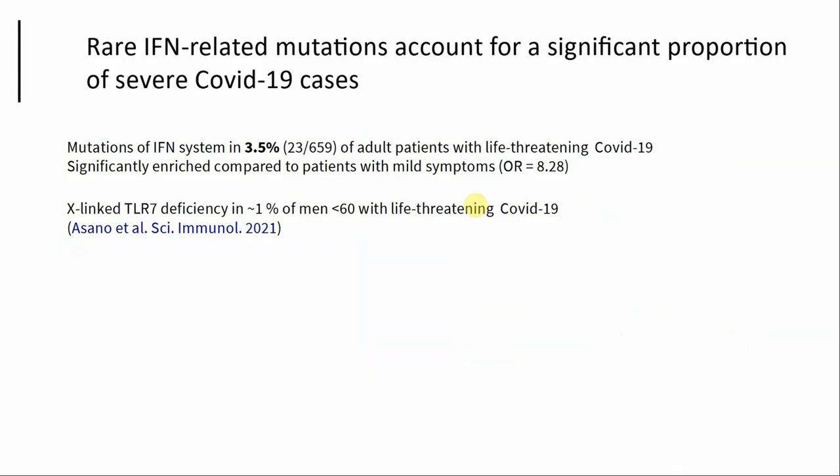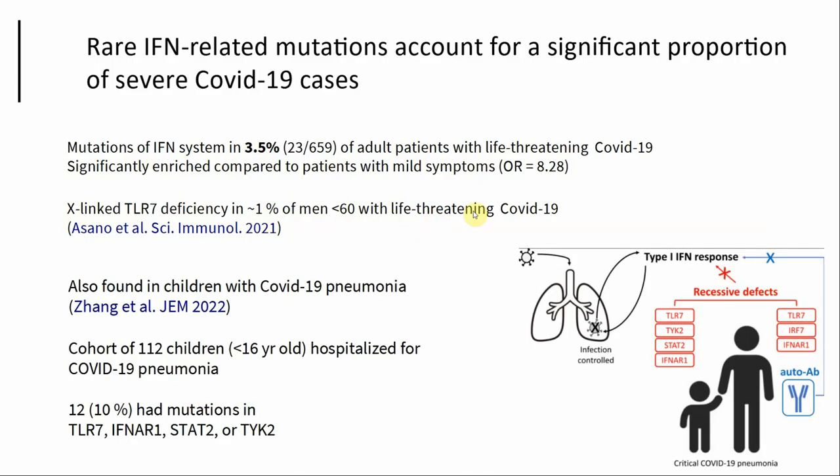So another indication of how important a functional interferon system is comes from the study of severe COVID-19 cases in 2020, 2021. So this is in adults. There were mutations in some protein in the interferon system in 3.5% of adult patients with life-threatening COVID-19 compared to patients with mild symptoms. And TLR7 is on the X chromosome. So you've got an X-linked deficiency in about 1% of men less than 60 years old with life-threatening COVID-19.